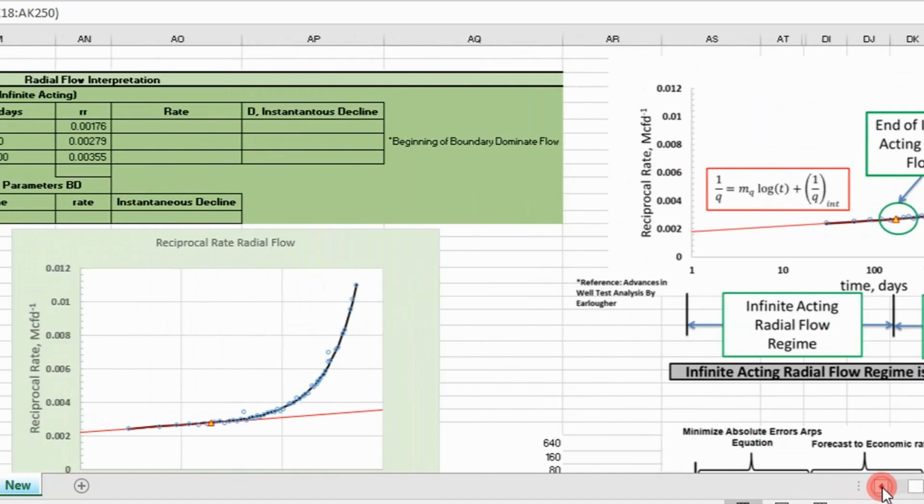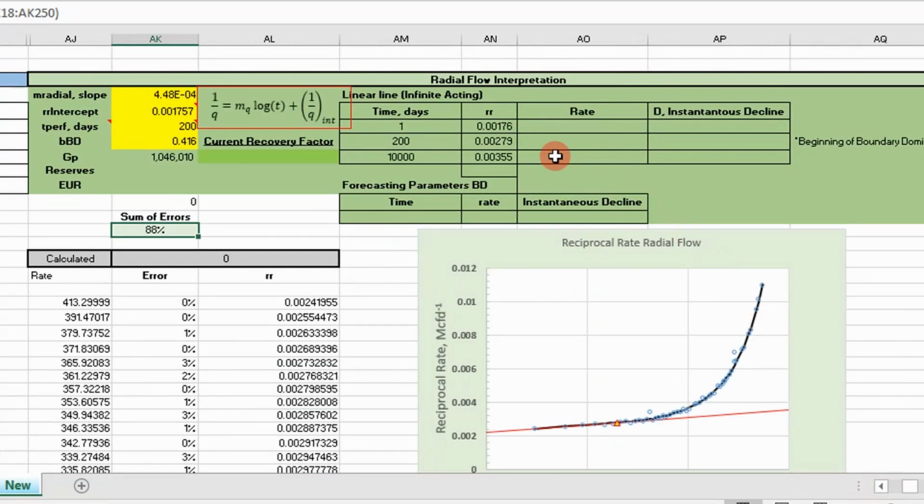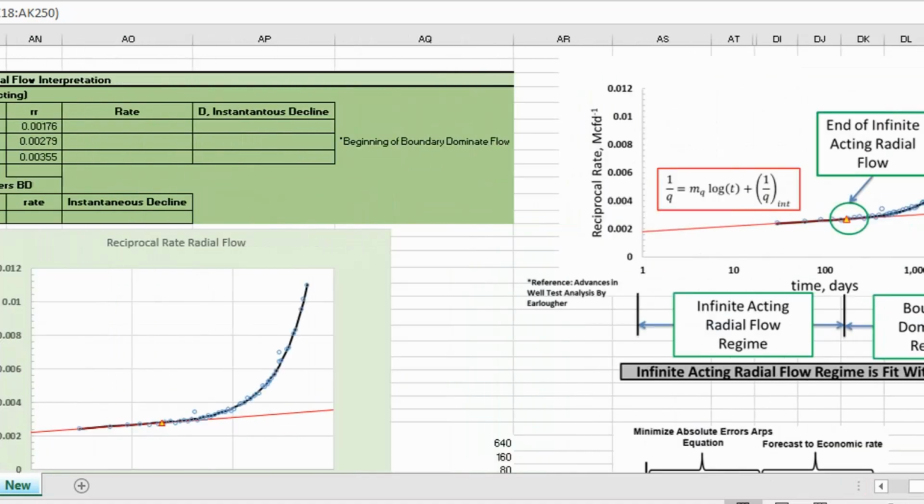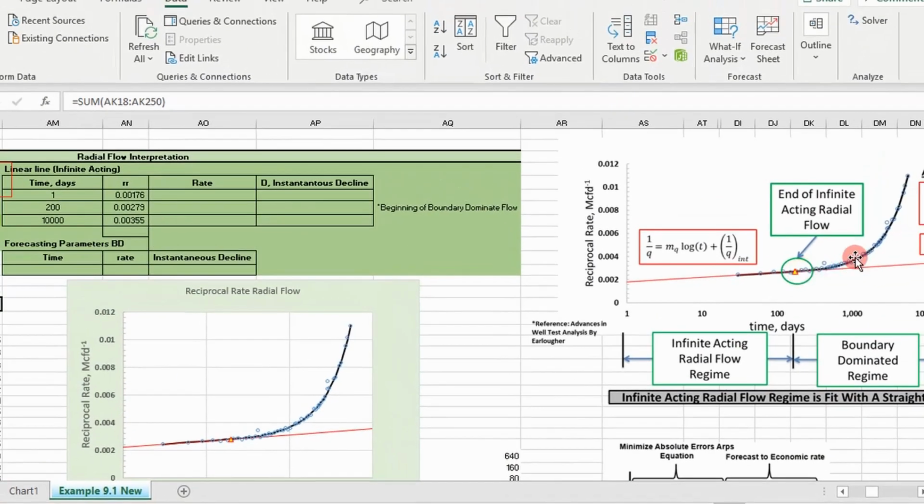And so what I'm going to do here is our initial rate at the beginning of boundary dominated flow is right here at the triangle. So we've already determined the reciprocal rate at the end of radial flow, so I'm just going to take and divide that, take the reciprocal of that. That's our initial rate at the beginning of boundary dominated flow right there.